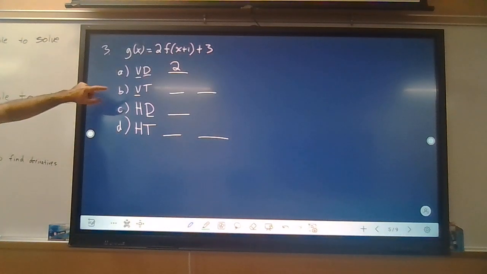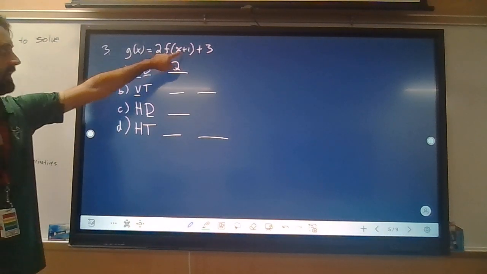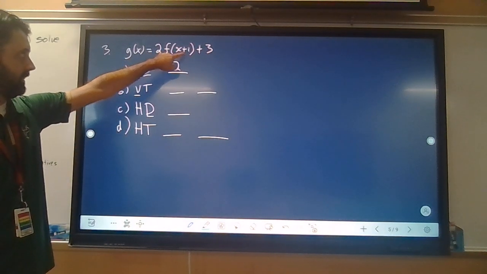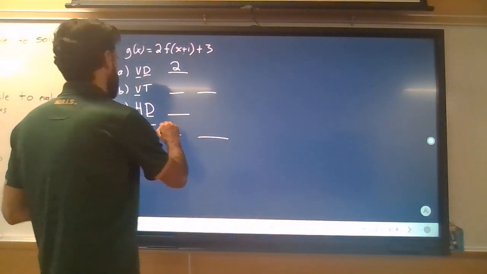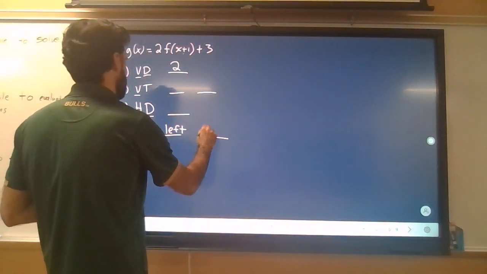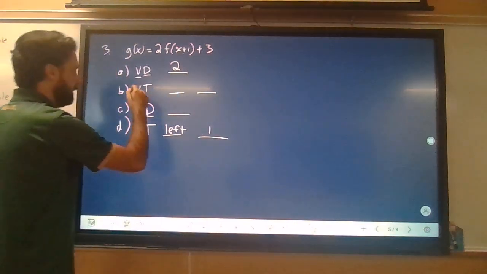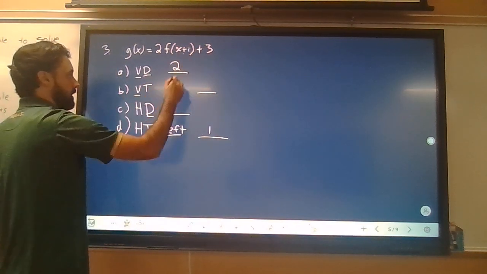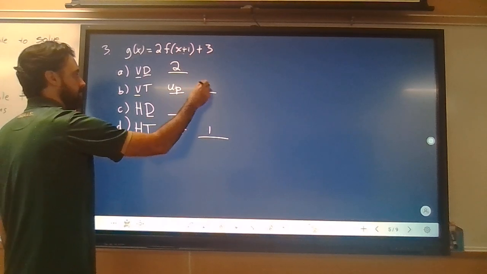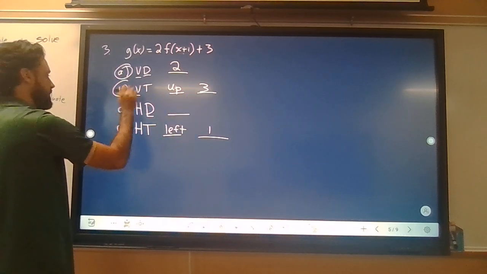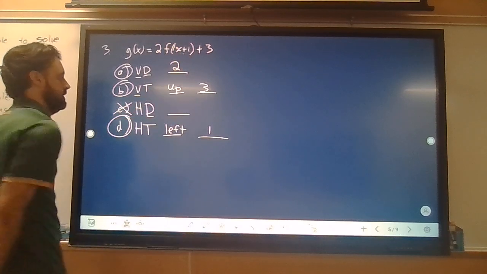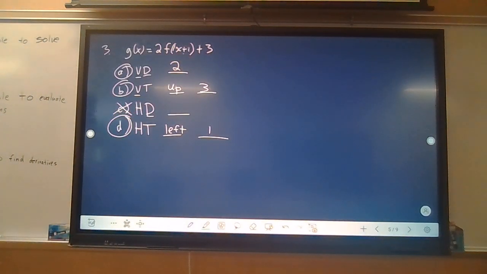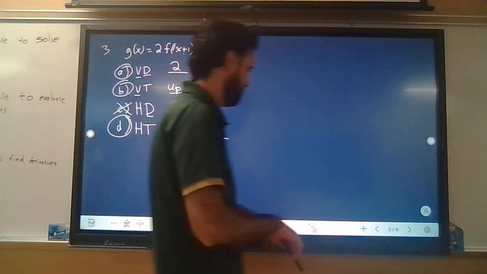I'm going to start inside. So we have a horizontal translation. Inside is opposite, so a +1 moves it left. So horizontal translation, left 1. Vertical translation, the plus moves it up, so it's up 3. There is no horizontal dilation because, again, there's a 1 right there, and that 1 does not change the size of the function.